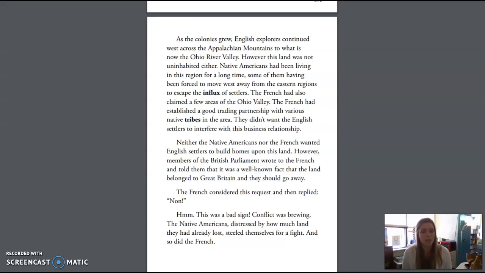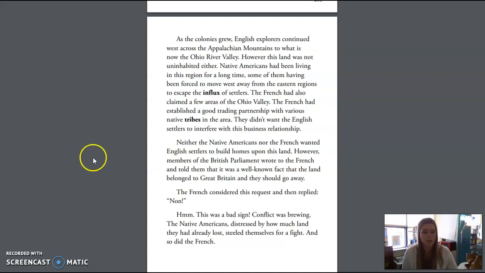They didn't want the English settlers to interfere with this business relationship. Neither the Native Americans nor the French wanted English settlers to build homes upon this land. However, members of the British Parliament wrote to the French and told them that it was a well-known fact that the land belonged to Great Britain and they should go away. The French considered this request and then replied, "None." This was a bad sign.